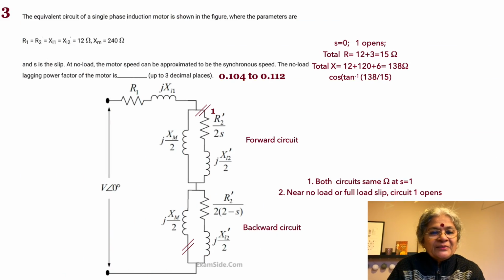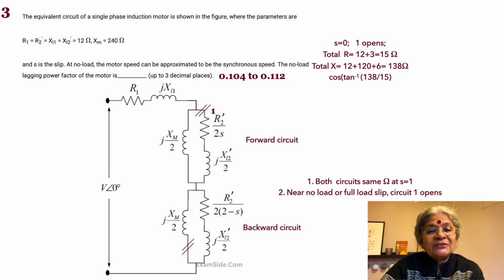So now let's look at the third problem. In the third problem, it is easily recognizable as the equivalent circuit of a single phase induction motor. There are two circuits in series with respect to each other, and there is, of course, R1 and jX1. So R1 and jX1 refer to the stator, that is the main winding. Then we also have two circuits which are in series with respect to each other, which refer to the rotor part of the circuit.